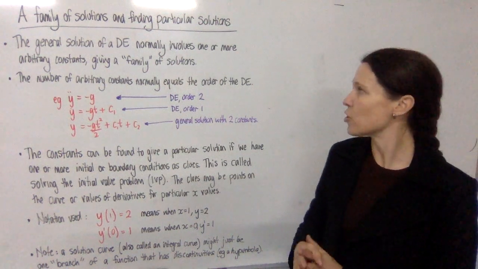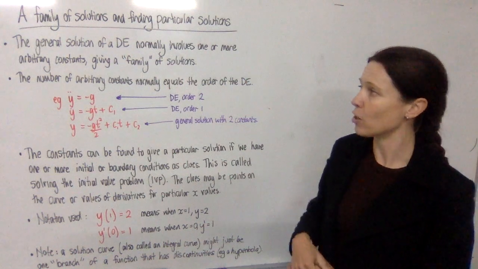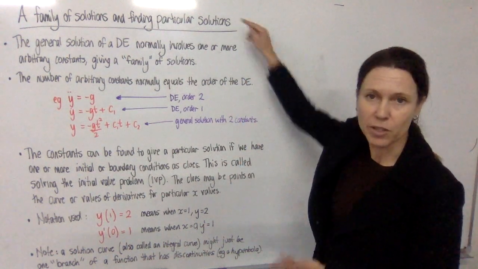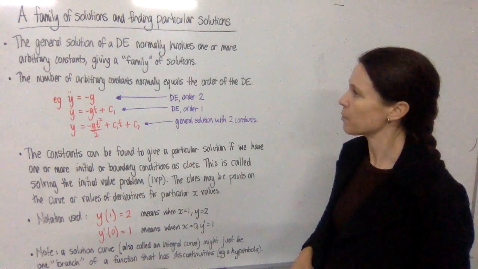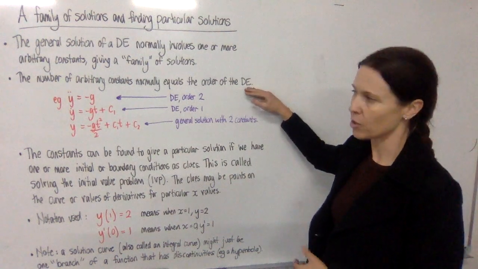So the general solution of a differential equation normally involves one or more arbitrary constants, and it gives us a whole family of solutions. We can find particular solutions in that family if we have clues. Now, the number of constants that you get is normally equal to the order of the differential equation.